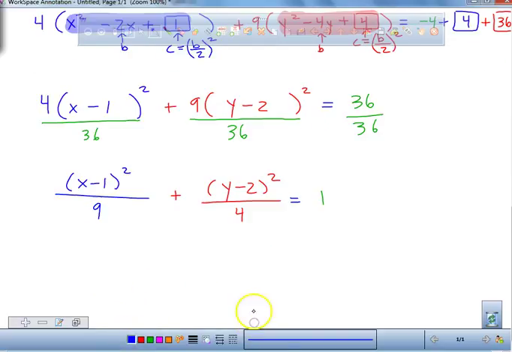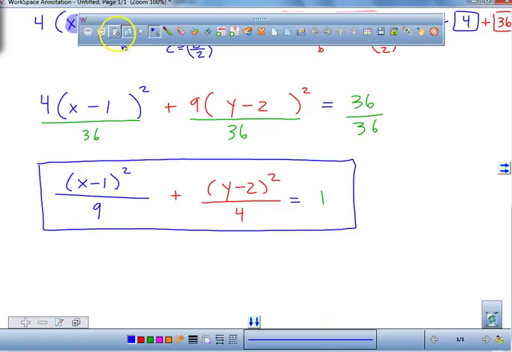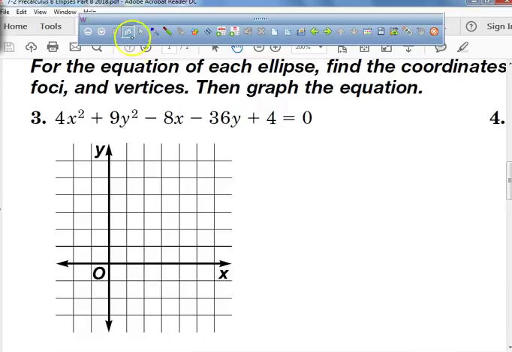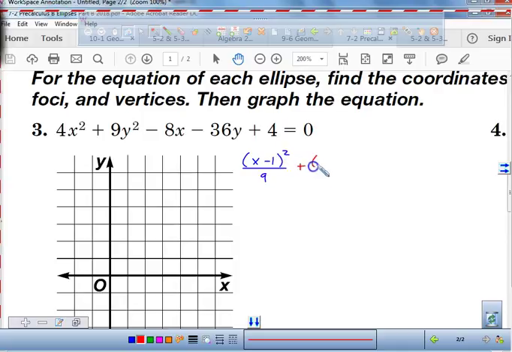This right here is the correct equation that I would like you to take from your journal and carefully place on your paper. Because from this equation, we can figure out everything else that we need to know about this problem. So write that carefully down on your paper. I'm going to rewrite it right now. Here's the equation: (x minus 1) squared over 9 plus (y minus 2) squared over 4. And what's that equal to? It's equal to the number 1.